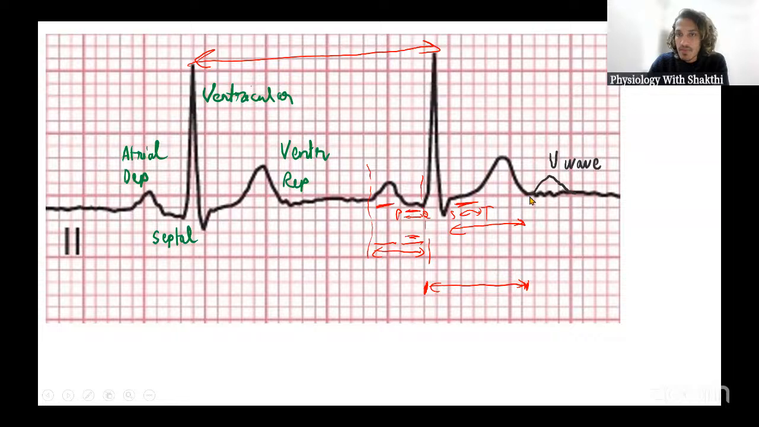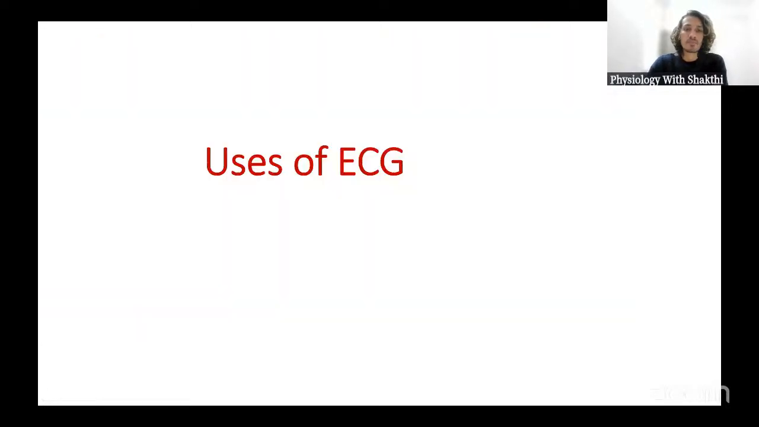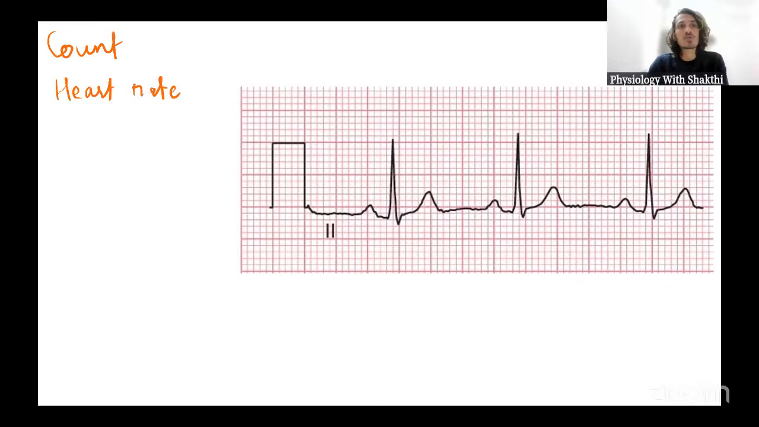And sometimes there can be a U wave because of slow repolarization of the papillary muscle. Sometimes there might be a U wave. The next question, what are the uses of the ECG? One, to count the heart rate. How do you count the heart rate in ECG? Take the RR interval basis.